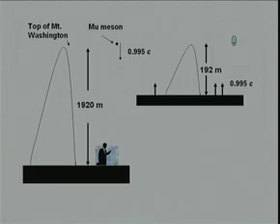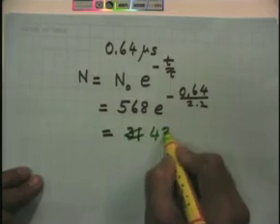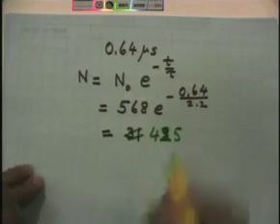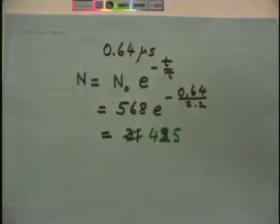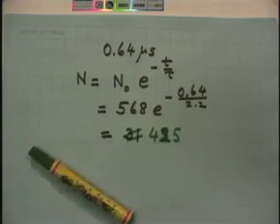I'm sorry, this should not be 31, this should be 425. If you do this, it is 425. So, the number of mu-mesons that will reach the earth is 425. I am sorry, I did a slightly wrong calculation. It should be very large in number, and this is what is indeed observed in the experiment.